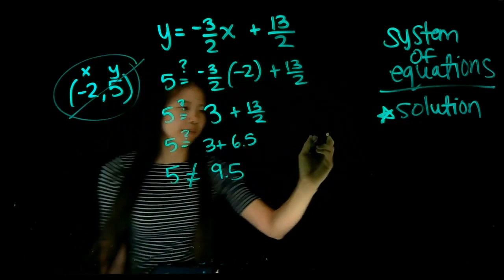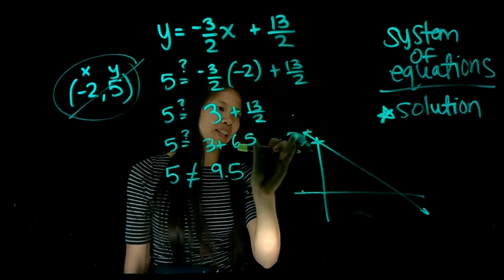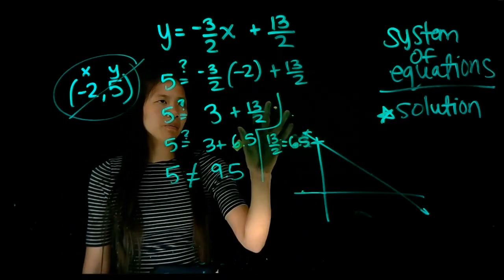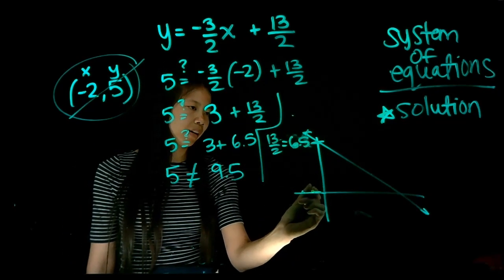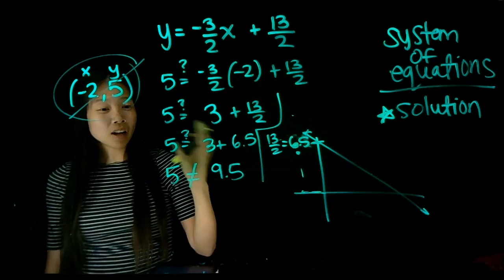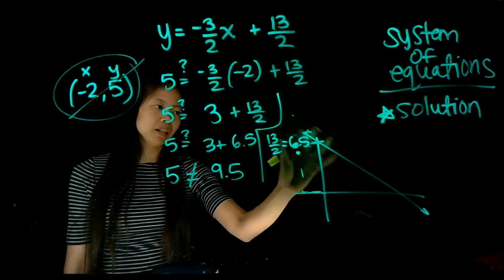What if we were to graph it? I'm just going to do a rough sketch. We know that this is a positive y-intercept. If we were to sketch this line here, we know that 13/2 is about 6.5. And then if I plot my point (-2, 5), I can see that this point is not going to be on my line. It's not a solution. It does not make the equation true. And graphically, the point is not on the line.